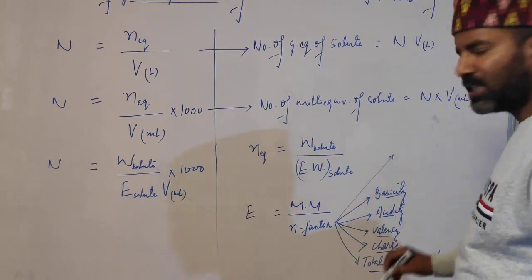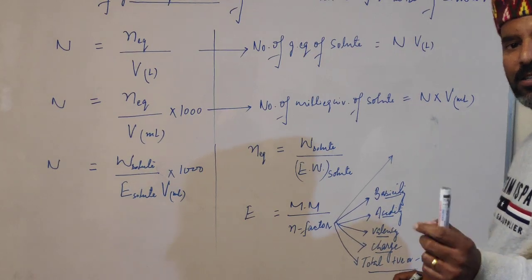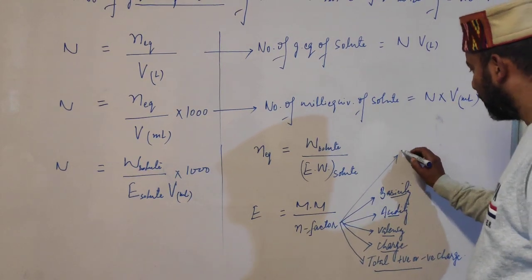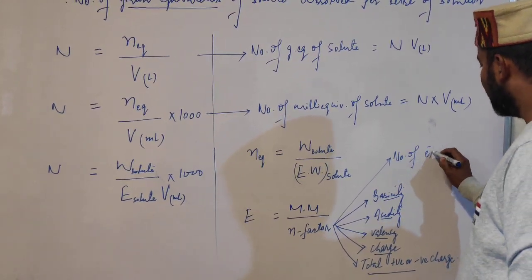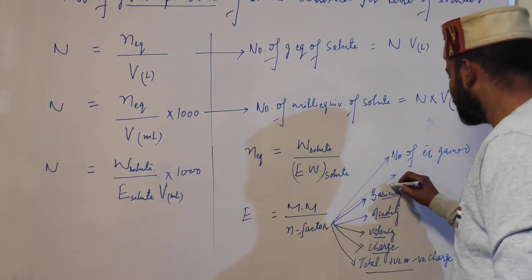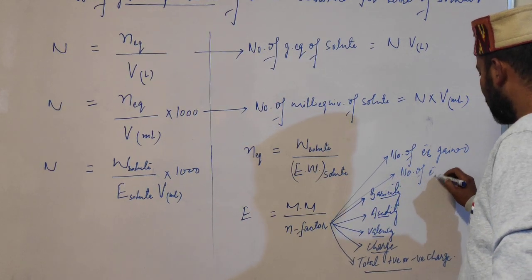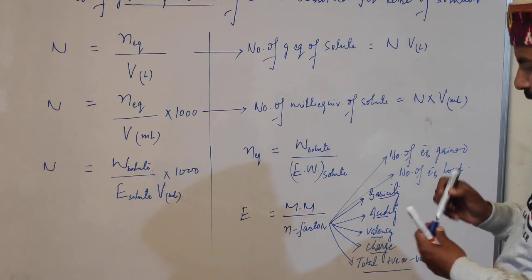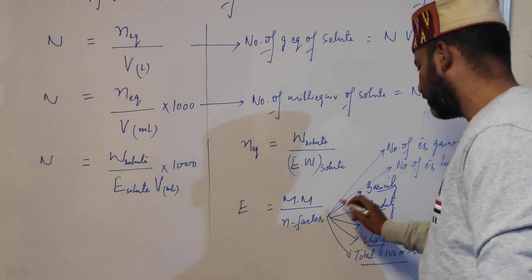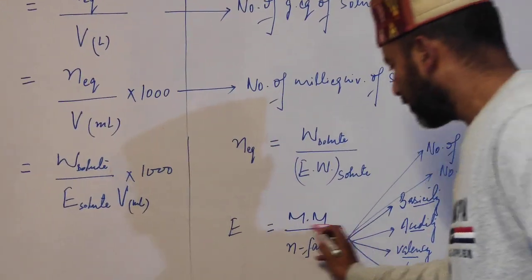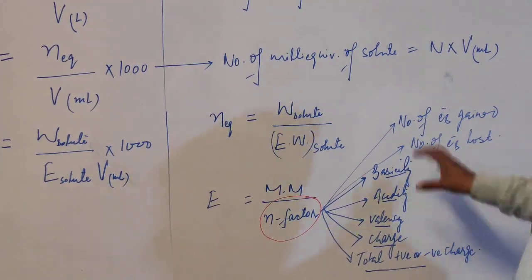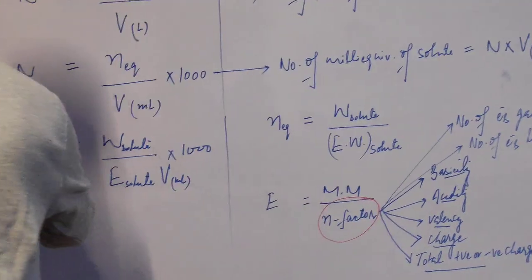Similarly, for an oxidizing agent, students, an oxidizing agent is one which oxidizes others but undergoes reduction itself, meaning it gains electrons. So here the N factor will be the number of electrons gained per mole, and similarly for a reducing agent it will be the number of electrons lost per mole or per molecule. So this is how we find equivalent weight. We divide molecular weight by valency factor, and we determine valency factor by first identifying the nature of the substance, and then using these results. So students, this is how we find normality.